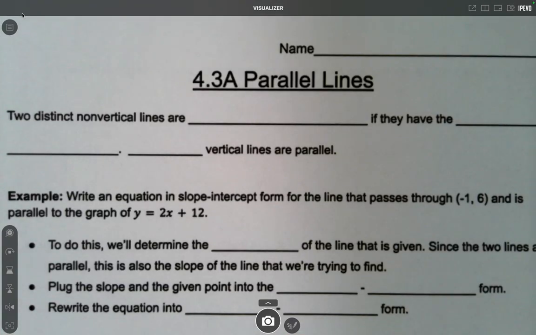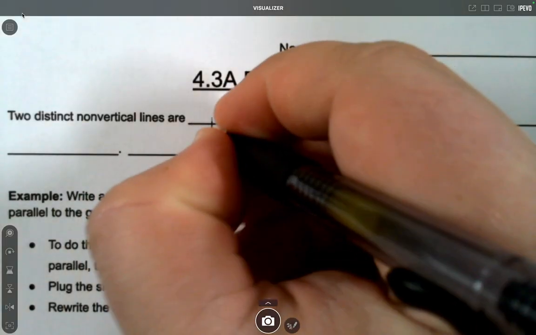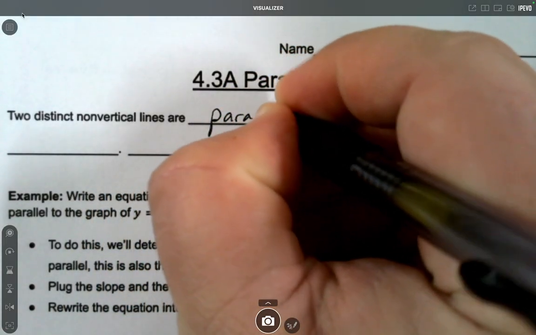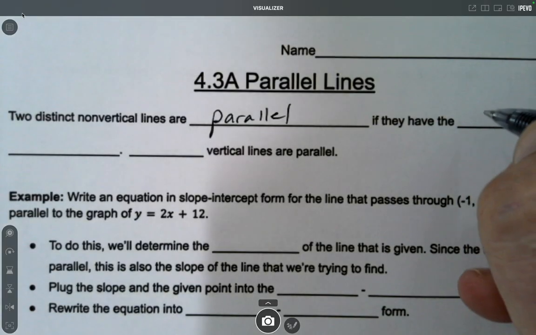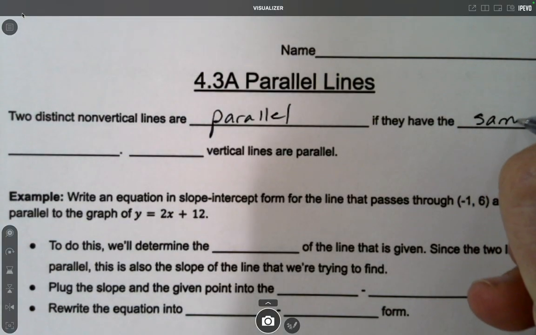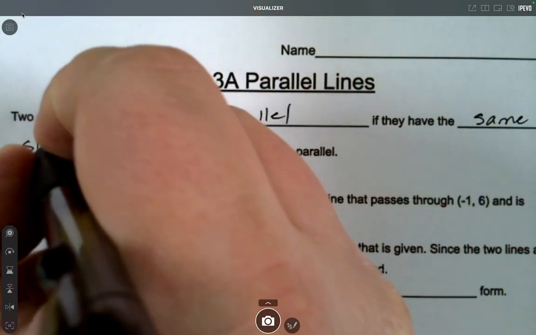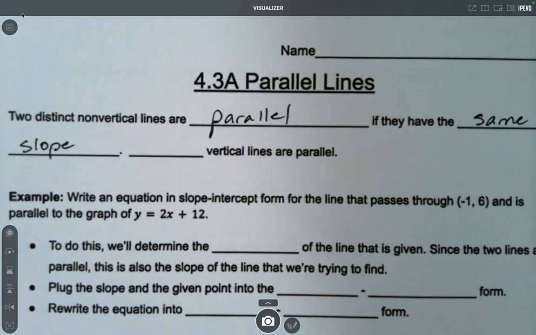Parallel lines. Two distinct, that just means it's not the same line written two different ways. So two distinct or different non-vertical lines are parallel if they have the same slope. Remembering that simple fact will help you all the way through AP Calculus.